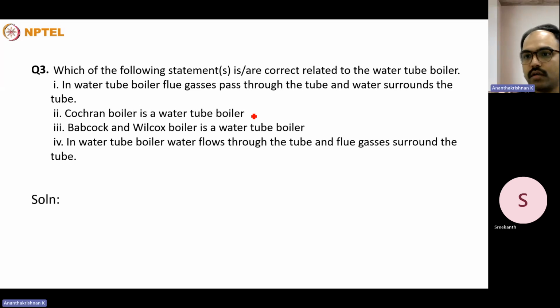Which of the following statements is or are related to the water tube boiler? In a water tube boiler, flue gases pass through the tube and water surrounds the tube. Cochrane boiler is a water tube boiler. Babcock and Wilcox boiler is a water tube boiler. In water tube boiler, water flows through the tube and flue gases surround the tube. Look into it. I'll also try to solve it in a minute.